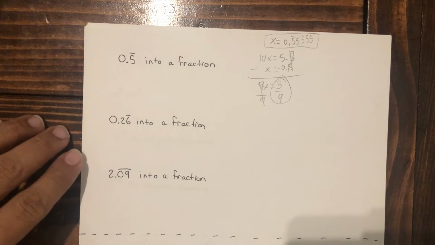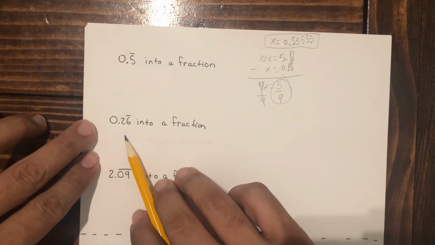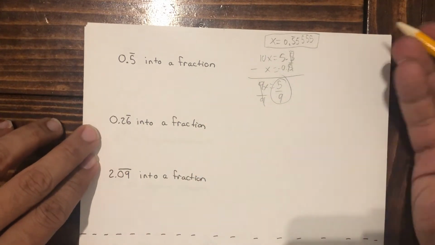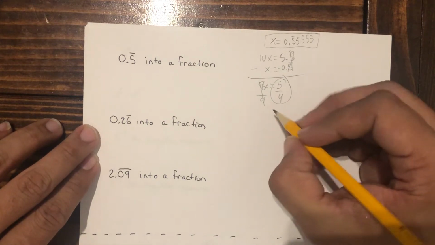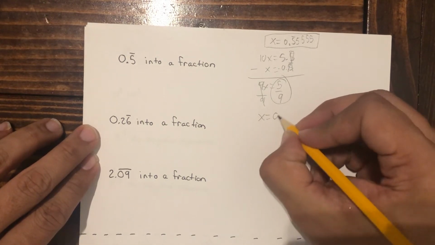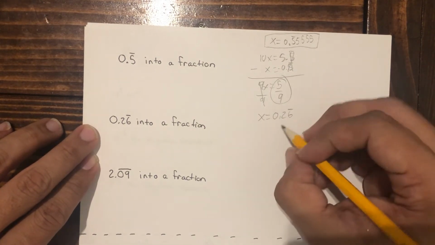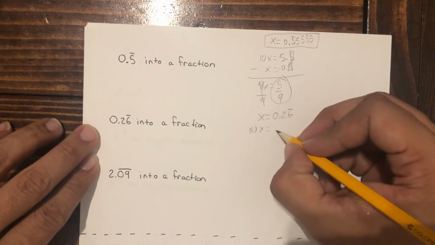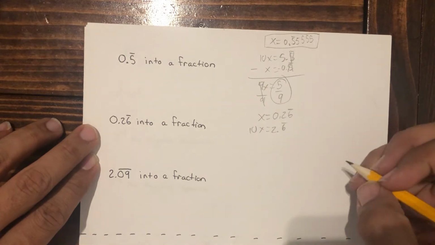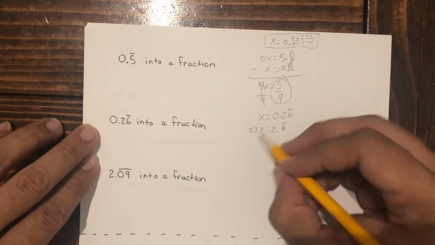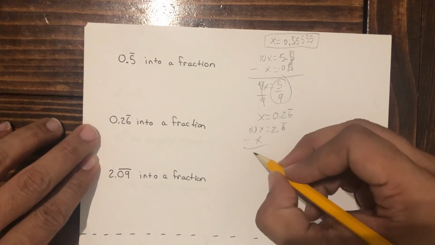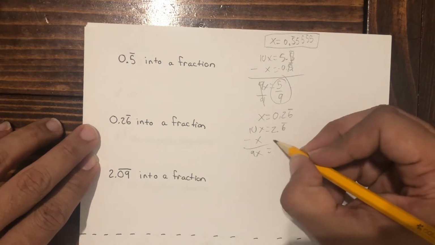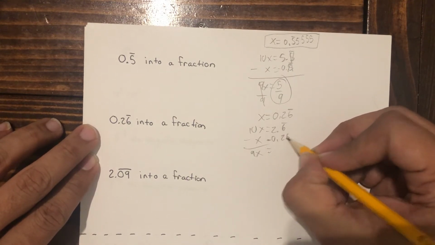Now we're going to do the same thing over here. Again, the 6 is the only number repeating forever. So what we're going to do is multiply both sides by 10. So x equals 0.26 forever. And this is going to multiply by 10. So now we're left with 10x equals 2.6 forever. We are going to subtract x, leaving us with 9x. And we're going to subtract 0.26.